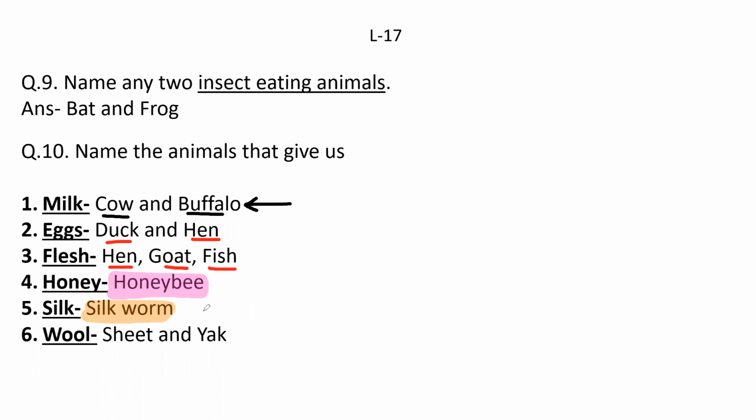एक छोटा सा worm होता है जो हमें क्या देता है? हमें देता है silk. एक छोटा सा ऐसे कलर के worm होता है जो हमें silk देता है. जब वो grow करता है तो साथ में silk छोड़ता है. So this is a silkworm that gives us silk. Now comes wool. Wool से क्या बनाते हैं हम? स्वेटर्स बनाते हैं ना. तो वो हमें कौन देता है? Sheep. Sheep and yak. They give us wool. All right.